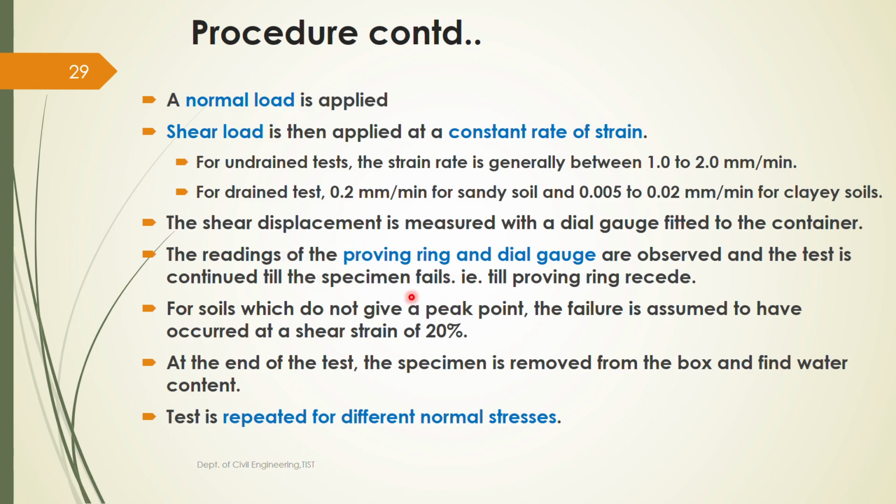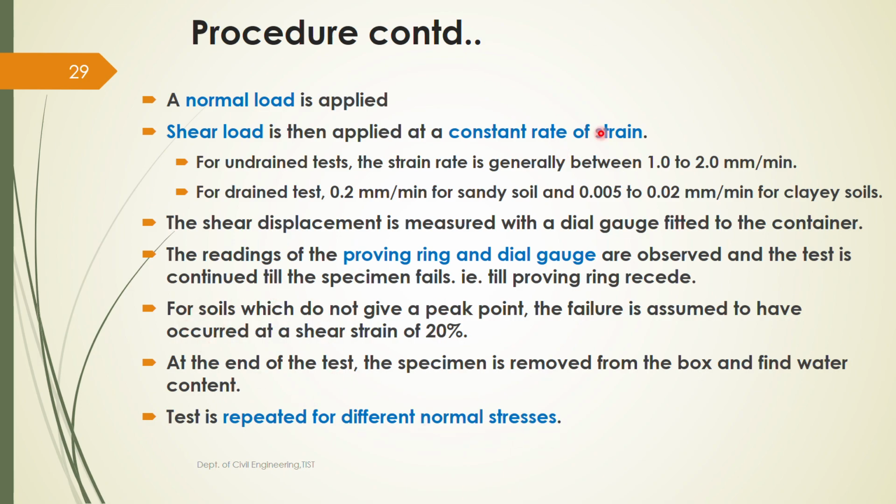How will we know that the specimen has failed? See, if the proving ring reading is rotating in the opposite direction, then we'll know that the soil has failed. So you have to take reading till the proving ring reading recedes. After failure, the test specimen is removed, and then we'll be repeating this test for different normal stress values.